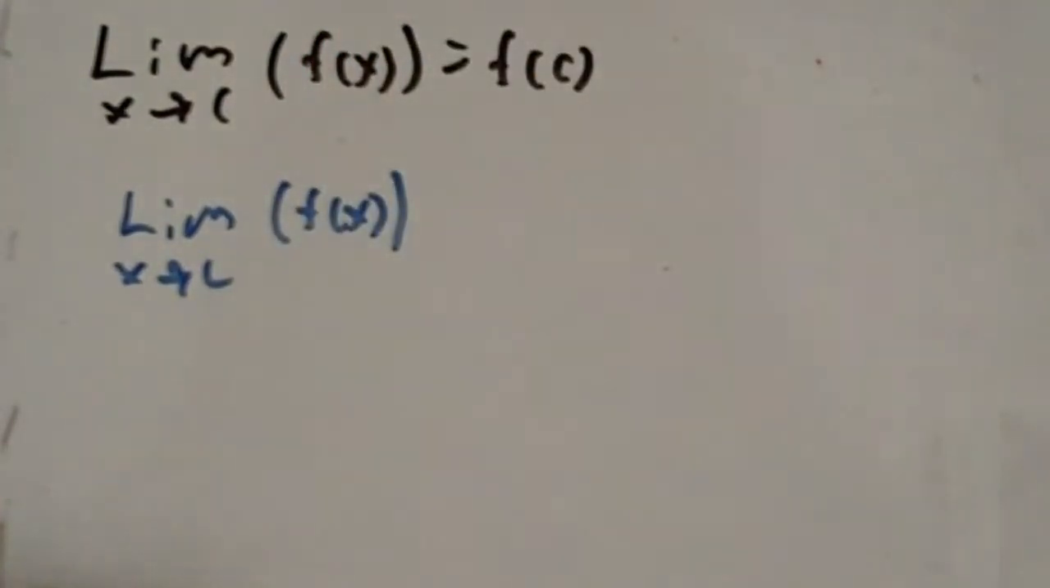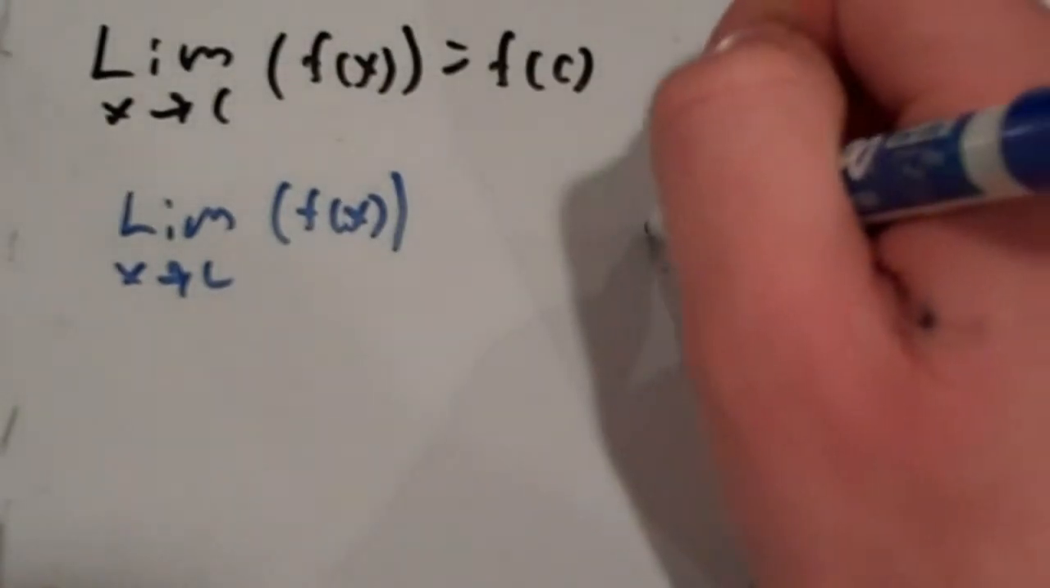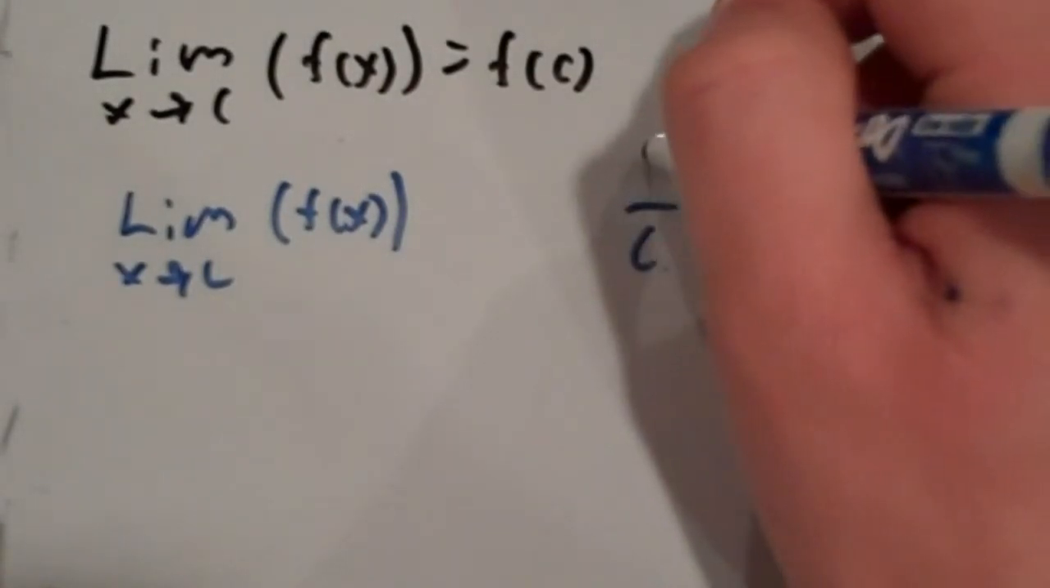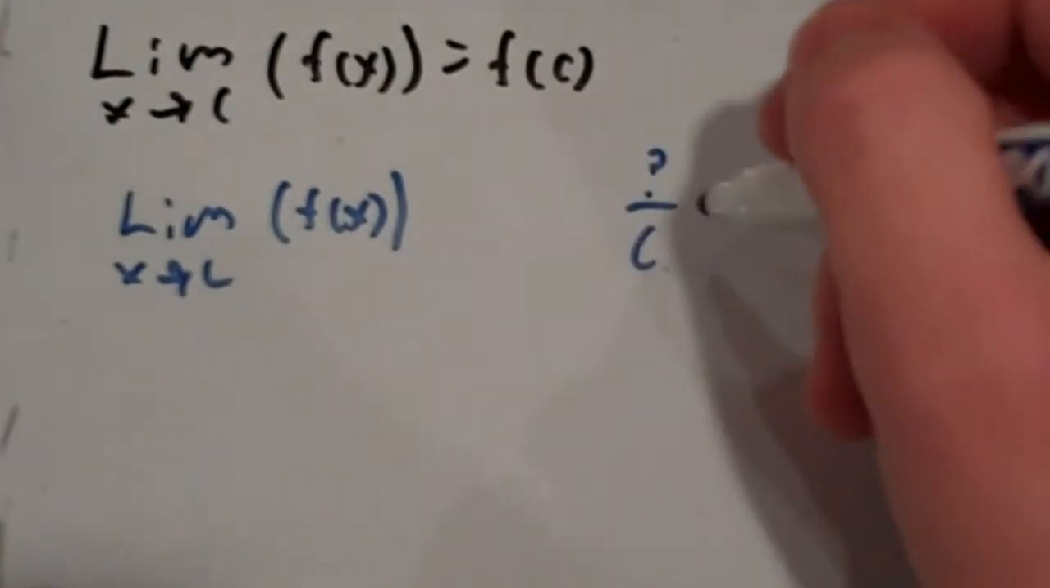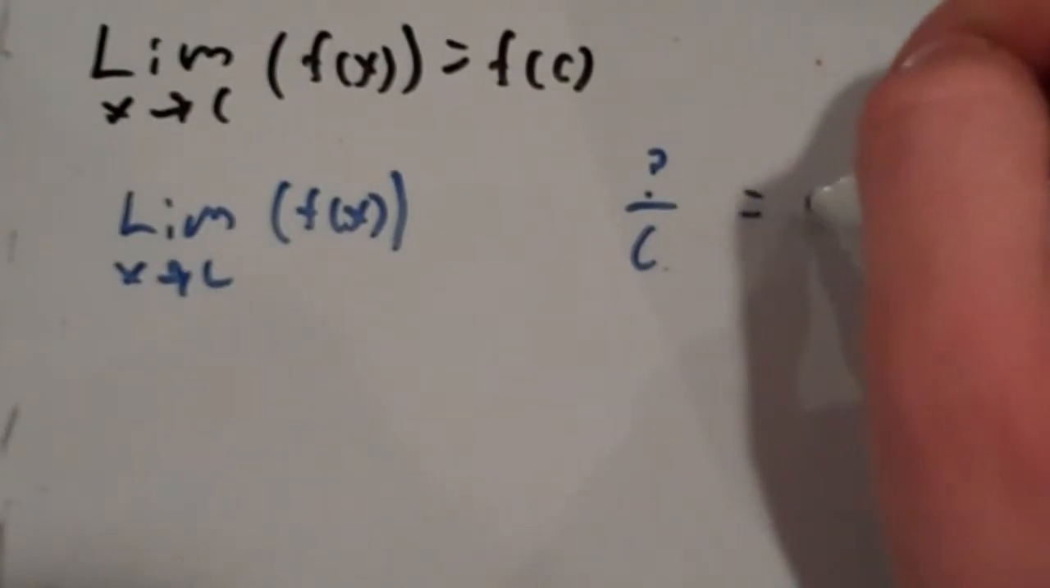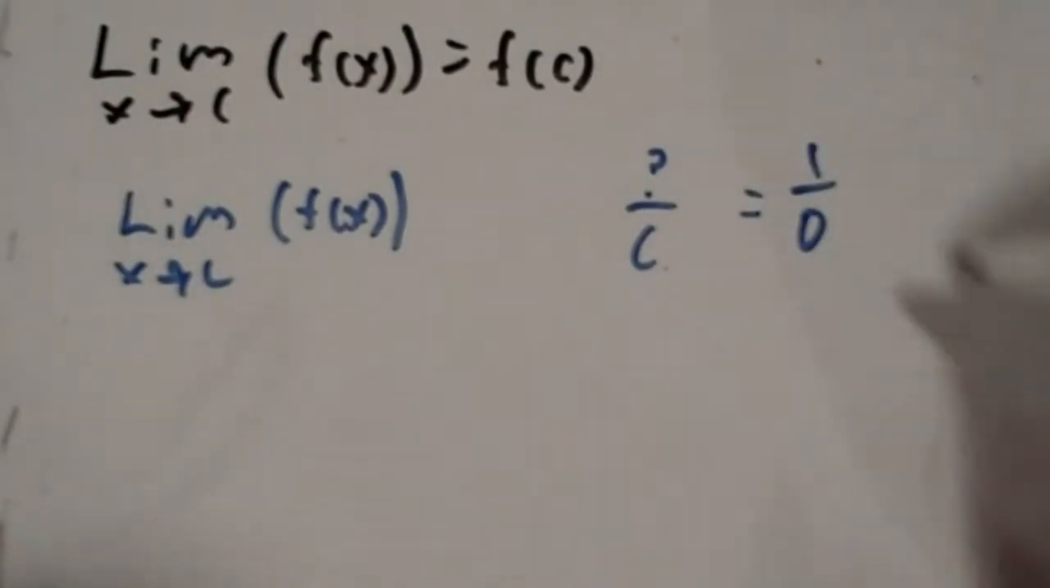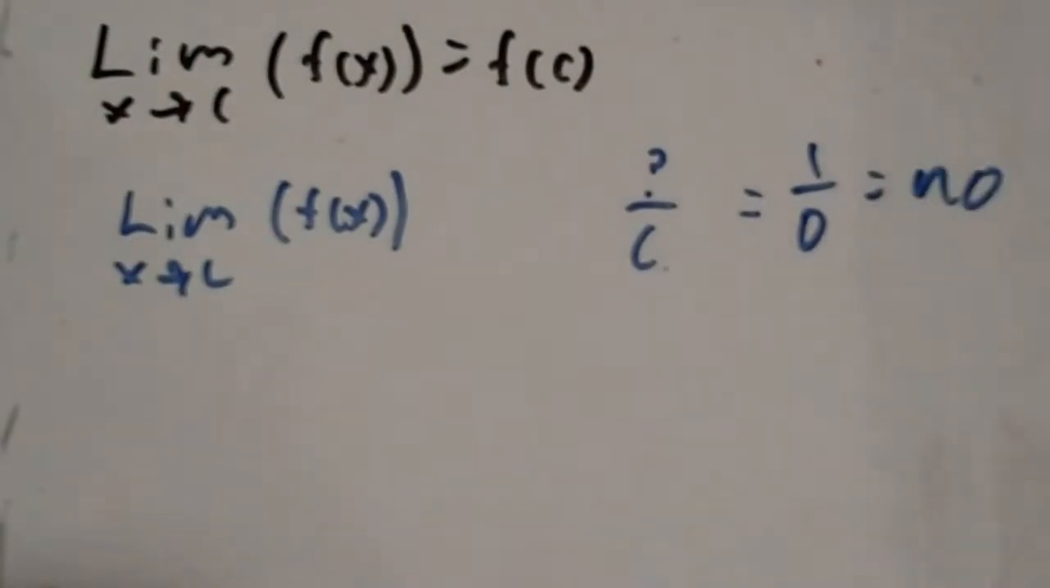The first one is if we have the limit as x approaches c of a function where c is at the bottom of whatever is on the top. When we have c at the bottom, we get 0 on the bottom. And of course, anything divided by 0 is undefined. We can't divide anything by 0.